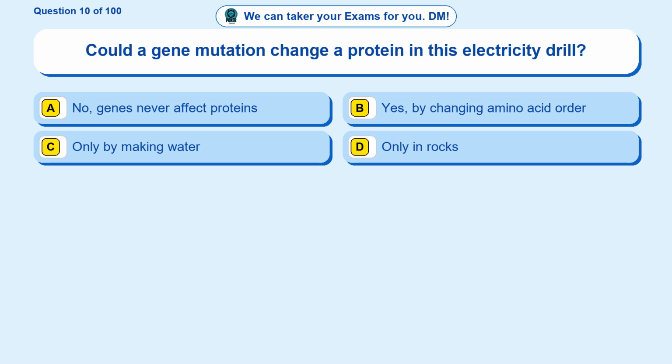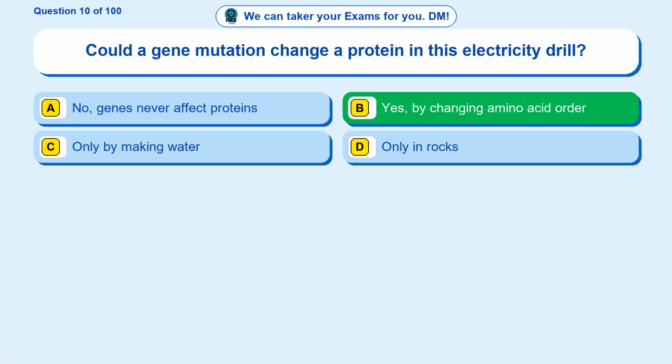Question 10. Could a gene mutation change a protein in this electricity drill? Option A. No, genes never affect proteins. Option B. Yes, by changing amino acid order. Option C. Only by making water. Option D. Only in rocks. The correct answer is option B. Yes, by changing amino acid order.